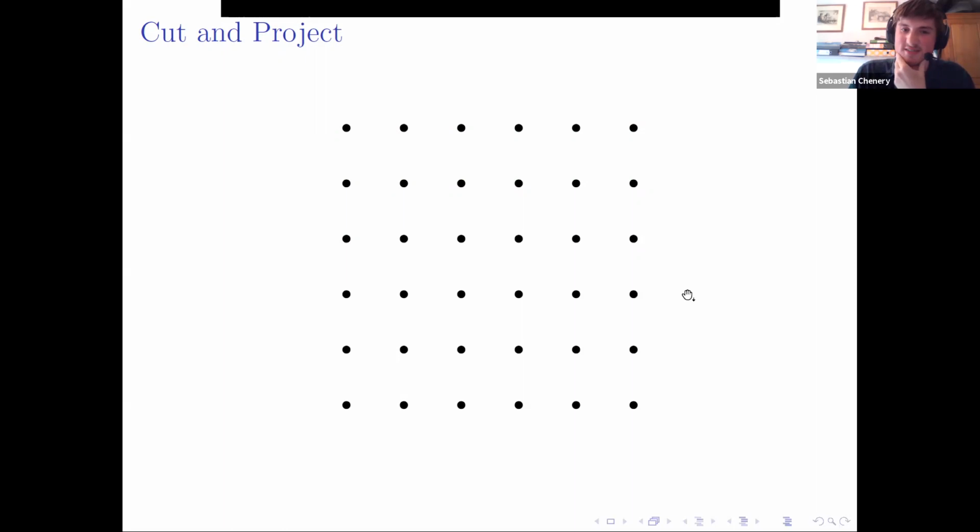This other one is another way we can cook up a tiling. It's cut and project. So we start with, in this case, just an integer grid of R^2. So this is Z^2 in R^2. And I slice through it at somehow an irrational angle, or any angle for that matter, but if we want something interesting, this angle sort of has to be irrational.